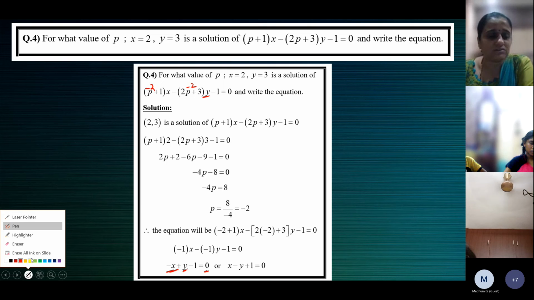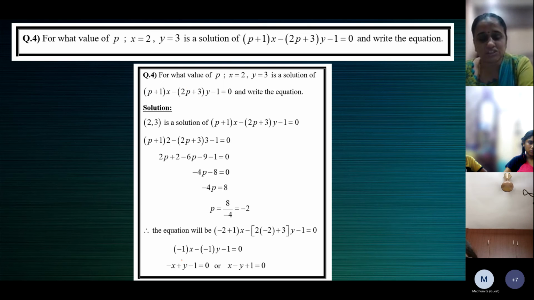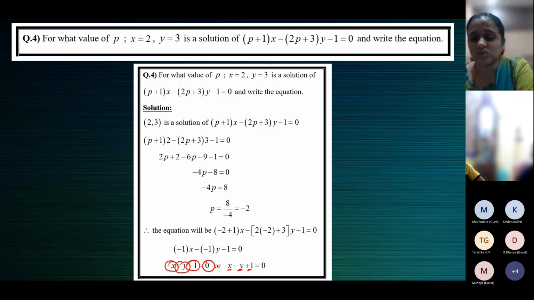Or you can change the signs throughout. Minus x as plus x, plus y as minus y, minus 1 as plus 1, and 0, you should change the signs throughout.